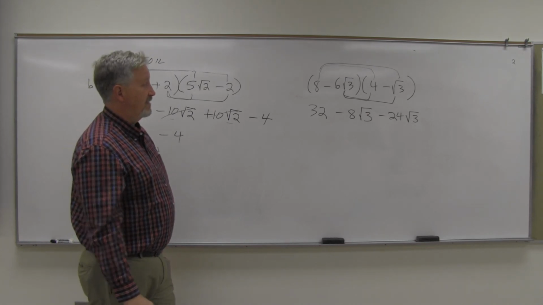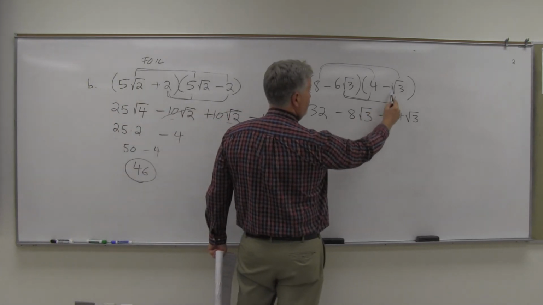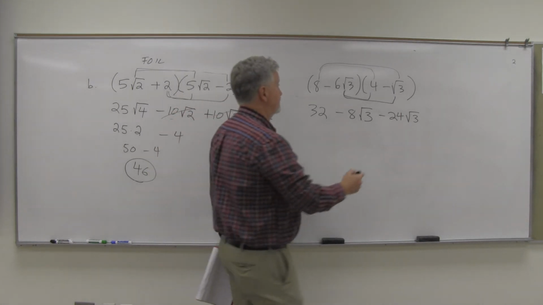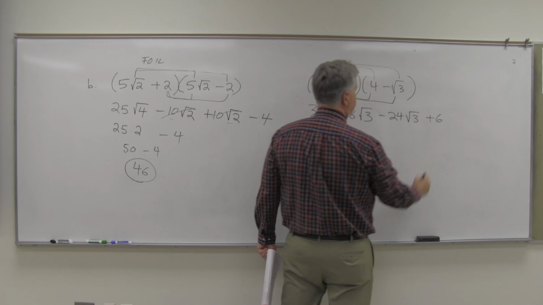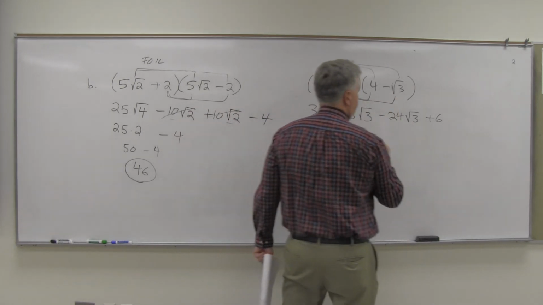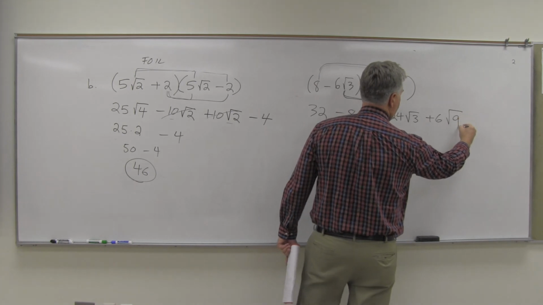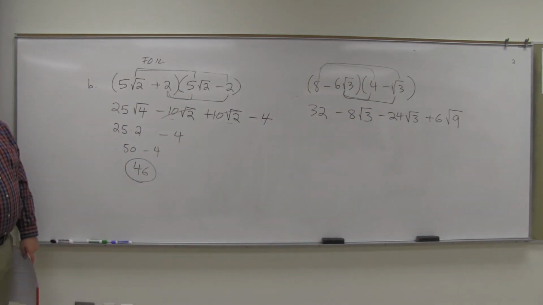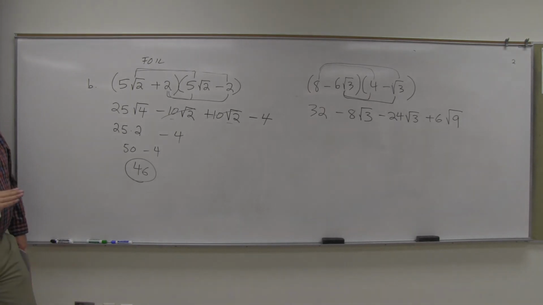So what's going to happen there? Again, that's an understood 1, minus 1 there. So that's positive 6. Minus times minus is a positive. So it's positive 6. But then I've got square root of 3 times square root of 3, so I've got to multiply those. Makes it square root of 9. So yeah, not as nice happens here.